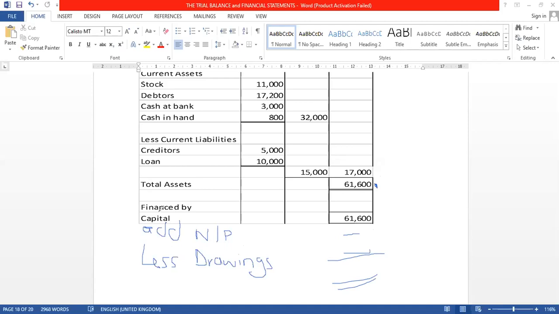I'm saying this problem that we had here is complete, but in some other instances, where we had been requested to prepare the trading profit and loss account, and we had drawings in the information, this is how we would account for them. Is that clear?